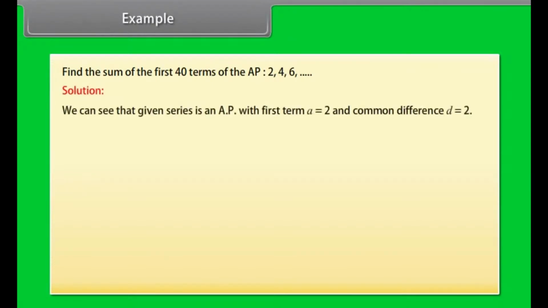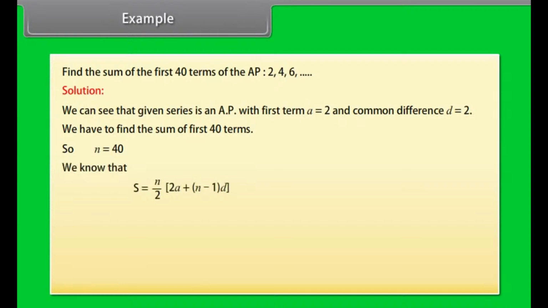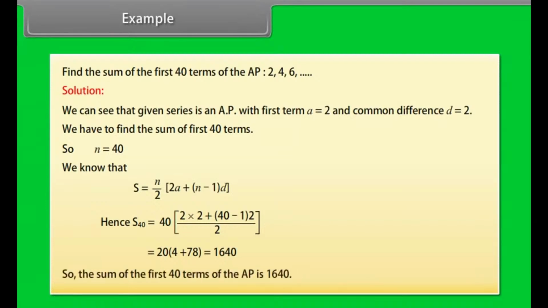Example. Find the sum of the first 40 terms of the AP 2, 4, 6, and so on. We can see that given series is an AP with first term A is equal to 2 and common difference D as 2. We have to find the sum of first 40 terms. So, n is equal to 40. We know that S is equal to n upon 2 into (2A plus (n minus 1) into D). Hence, S40 is equal to 40 upon 2 into (2 into 2 plus (40 minus 1) into 2), which is equal to 1640. So, the sum of the first 40 terms of the AP is 1640.